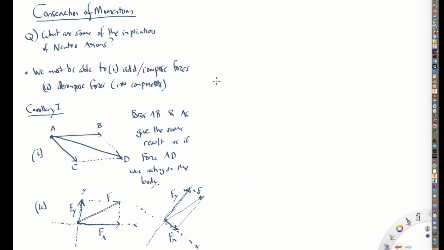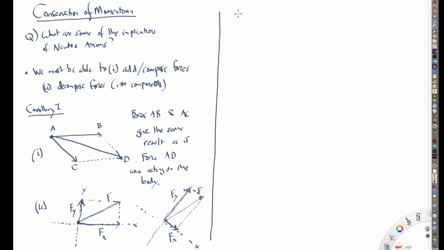And the particular decomposition that we use is going to be dependent on the kind of problem we are trying to solve. Okay, so that is the first thing that Newton talks about in this chapter. This is his Corollary 1, how to add forces and how to decompose forces. We'll come back to this later when we're solving problems.